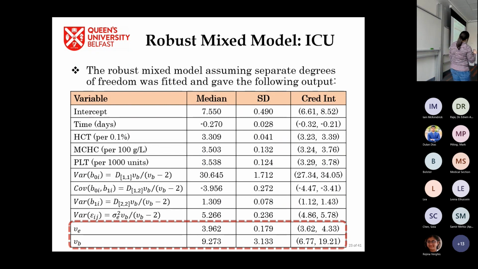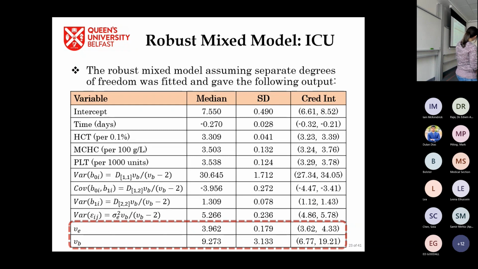Now, whenever we do that for the ICU data set, what we're looking at in particular is these degrees of freedom parameters again. So remember, this is the thing that we're adding into this new model. Essentially, we're looking at nu E and nu B. So that's our degrees of freedom for our random error terms and our degrees of freedom for our random effects, respectively. And again, if we get degrees of freedom above 30, then the t-distribution sits on top of the normal distribution, and we revert back to normality.